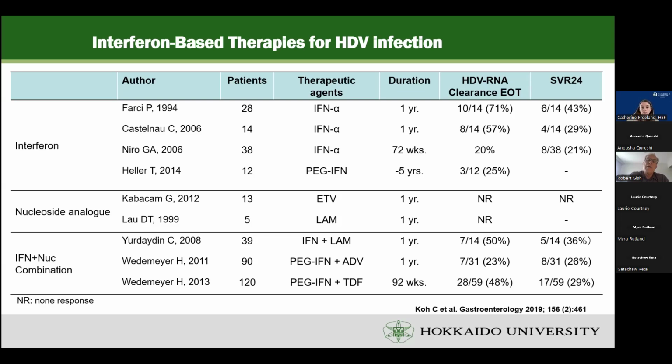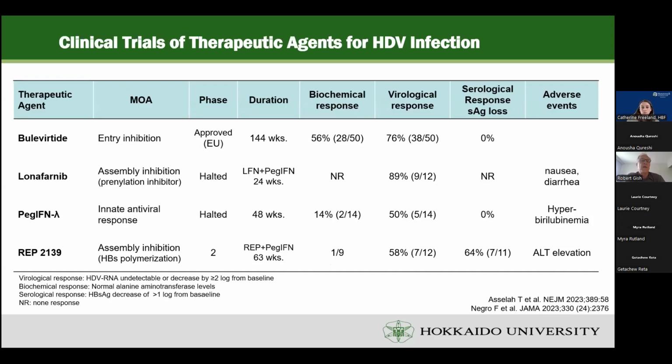And now we have bulevirtide, globally, hopefully. We definitely have it in Europe, and we're hoping to have it in the US soon. And we're going to talk about bulevirtide now as an entry inhibitor. It blocks that NTCP receptor and stops that liver cell from getting a new infection or getting reinfection. You can get a nice biochemical response with this ALT normalization in up to 60% of patients, and a virologic response, meaning the virus is down 2 logs or negative. And that is good news because that changes outcomes.